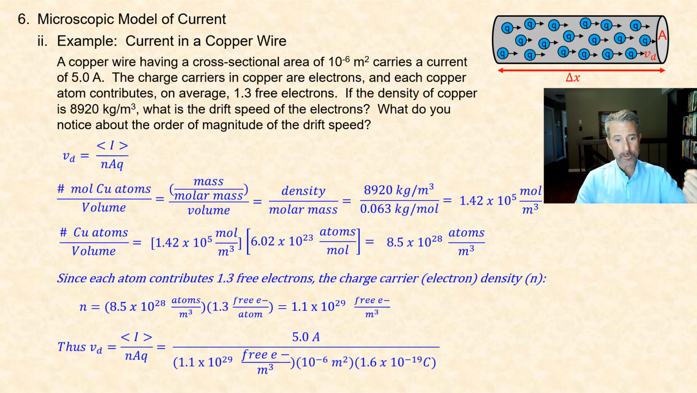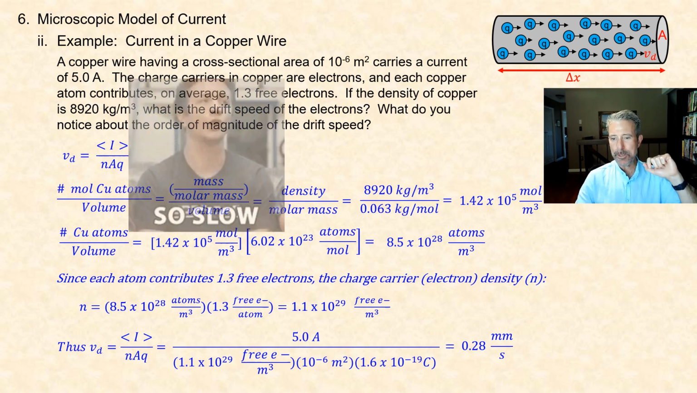The current we set as 5 amps. Plug in our value for N. The cross-sectional area is given to us, and it's the electrons that are the charge carriers here. We know the charge of an electron, 1.6 times 10 to the minus 19th coulombs. We do the number crunching here, and we find that the drift speed, the average speed with which the electrons move down a copper wire at room temperature, is about 0.28 millimeters per second. Think about it, 0.28 millimeters per second.